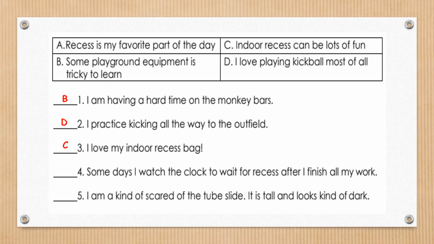And for number 4, some days I watch the clock to wait for recess after I finish all my work. So the answer is letter A, because she's looking forward for a recess. Number 5, I am a kind of scared of the tube slide. It is tall and looks kind of dark. So when we say tube slide, that is letter B.